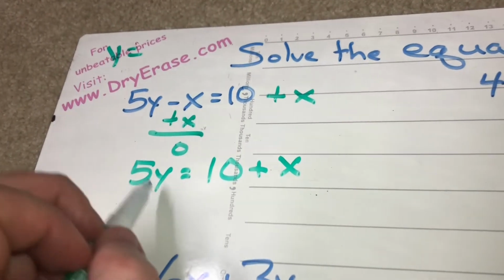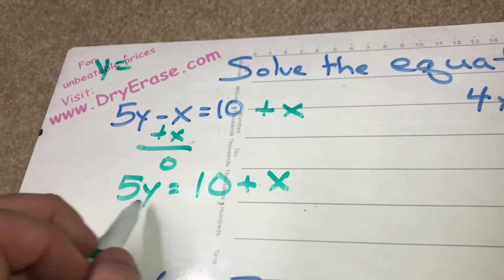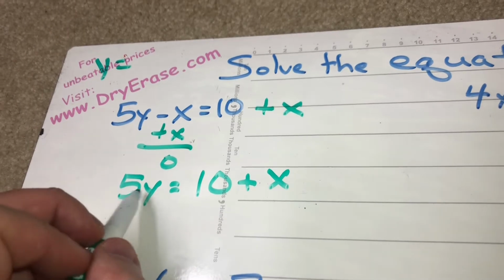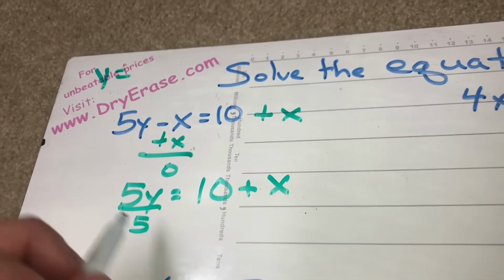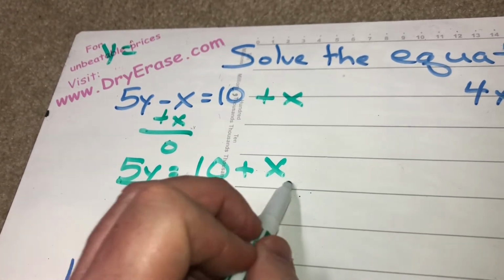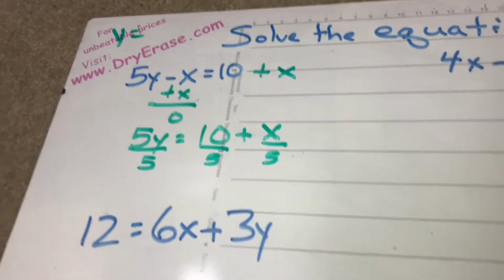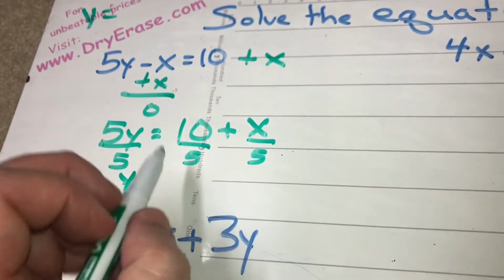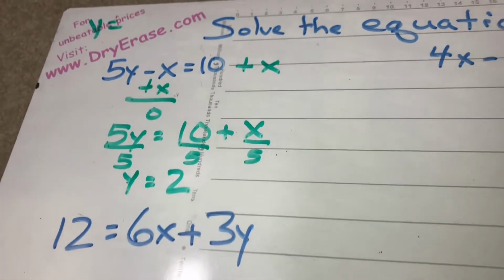Now, what I have to do now, because it has to be y isolated, with 5y, I'm going to have to divide everything by 5. So that's going to be divided by 5. That's going to be divided by 5. 5y divided by 5 equals y. 10 divided by 5 equals 2.